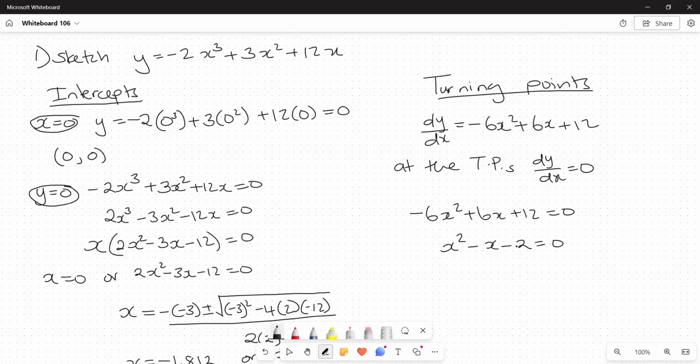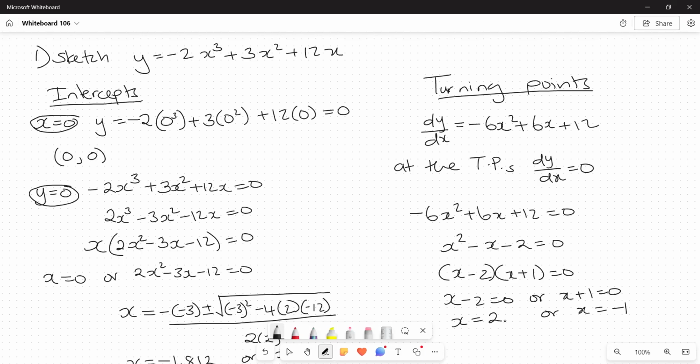Okay, so we can factorize this. We'll put 2 numbers. When you multiply them, the answer is negative 2. When you add them, the answer is negative 1. So that is negative 2 and positive 1. We have x minus 2 is 0, or x plus 1 is 0. This means that x is 2, and here x is minus 1.